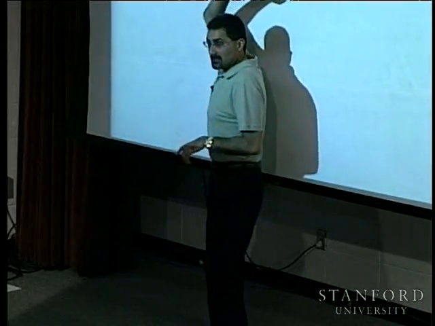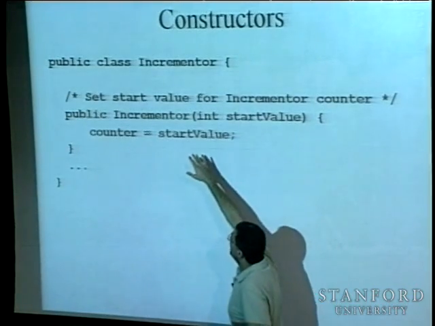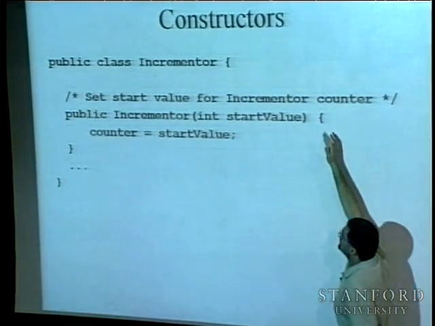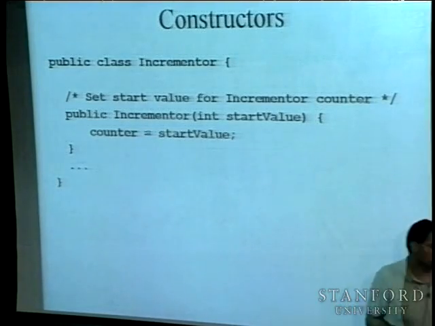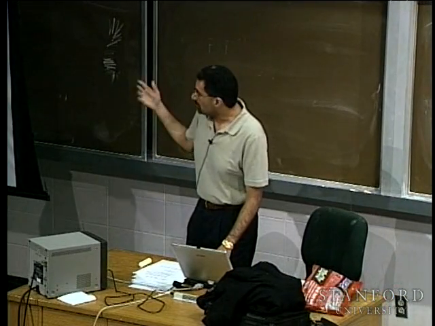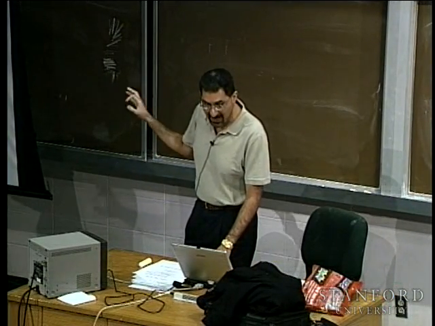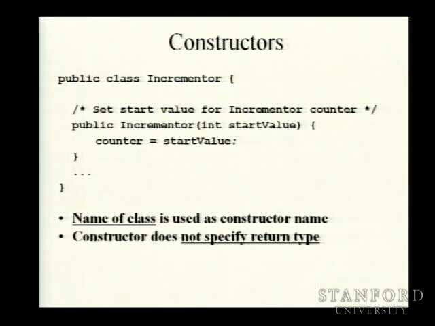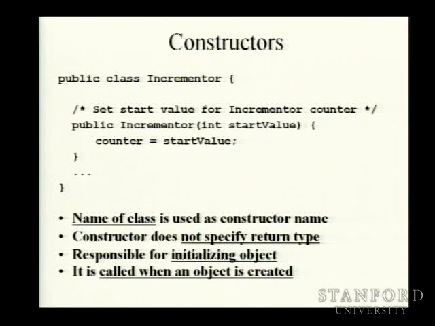We'll call it incrementer. Okay, but same kind of thing here. We're going to have some constructor for incrementer. It's going to take some start value. I'm just showing one of the constructors here. And one thing you might say, right, is, okay, what are the properties, just to reiterate, of constructors? The name of the class is the same as the constructor name. The constructor does not specify return type. It's responsible for initializing whatever values we care about in the object. And this puppy gets called when an object is created.